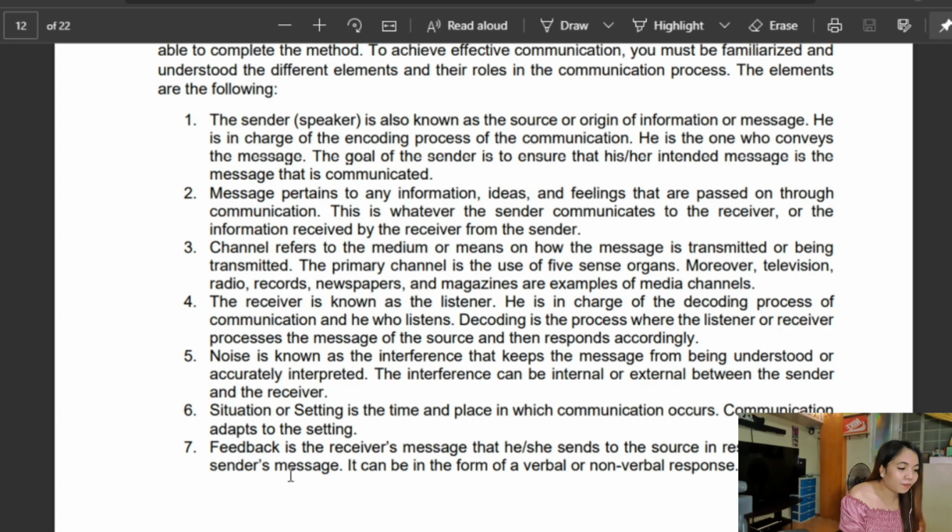Next, we have feedback. Among the elements, this is considered to be the most important one, because if there is no feedback, then there is no successful communication. Feedback is the receiver's message that he sends to the source in response to the sender's message. So again, we call this the most important element in communication.